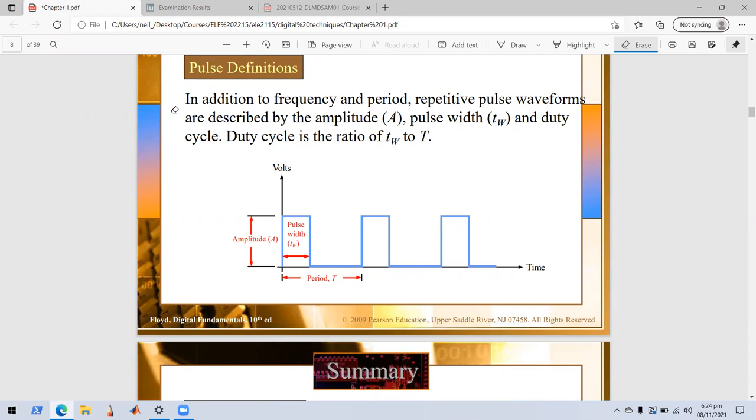In addition to frequency, which is a property that we use to define our waveforms, there's also this thing called duty cycle. Now, duty cycle is the ratio of the pulse width, the width of the pulses, to T, which is the period, right?